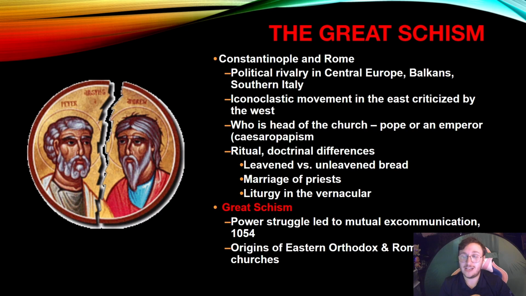the iconoclast movement in the East, criticized by the West. So the West did not want icons, but the East used icons, and they had these big stained glass windows and pictures and murals of religious belief. There's also a fight between the East and West Roman Empire of who's in charge of the church: the Pope in the West, or the Emperor in the East with Caesaropapism.